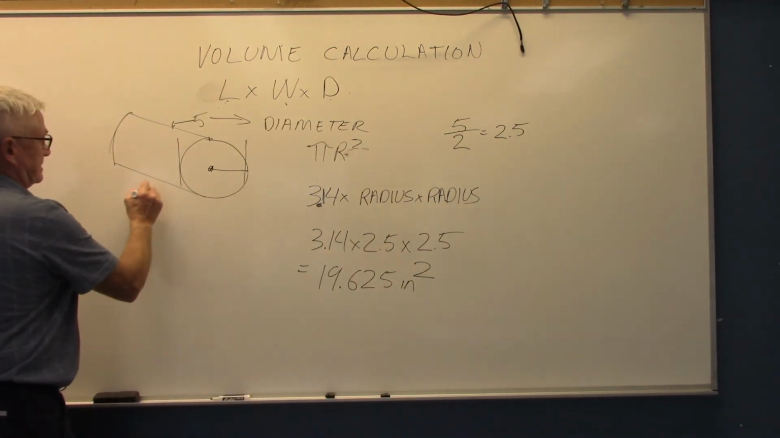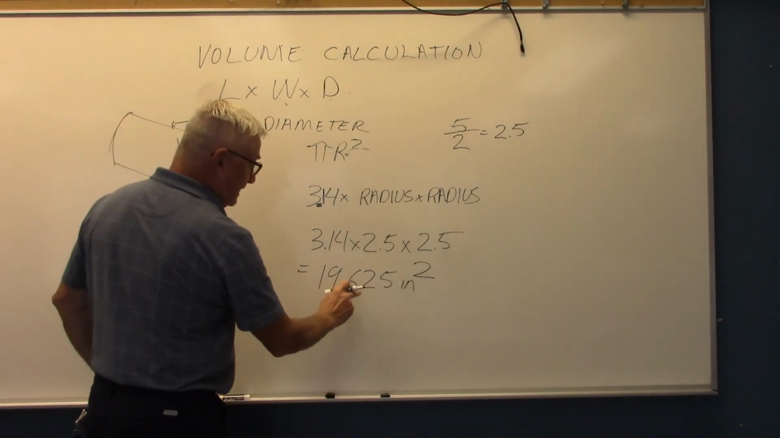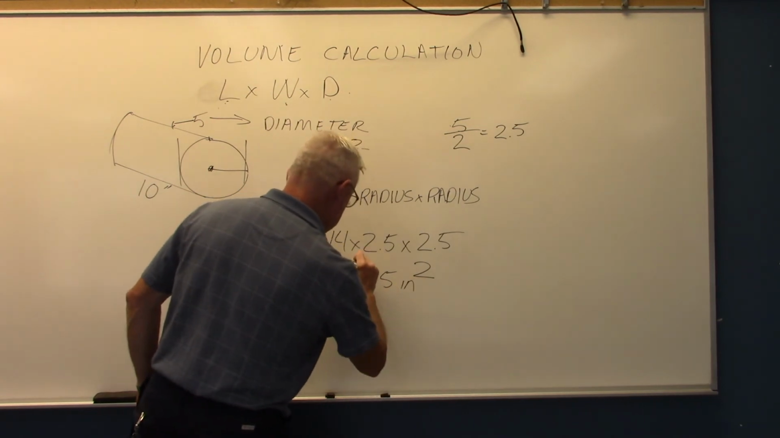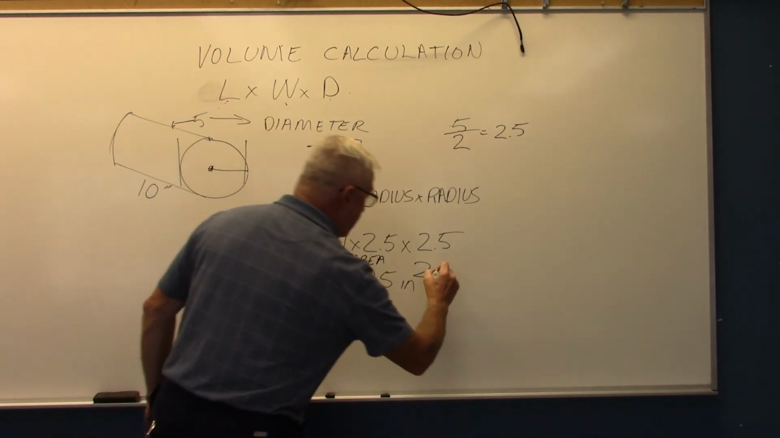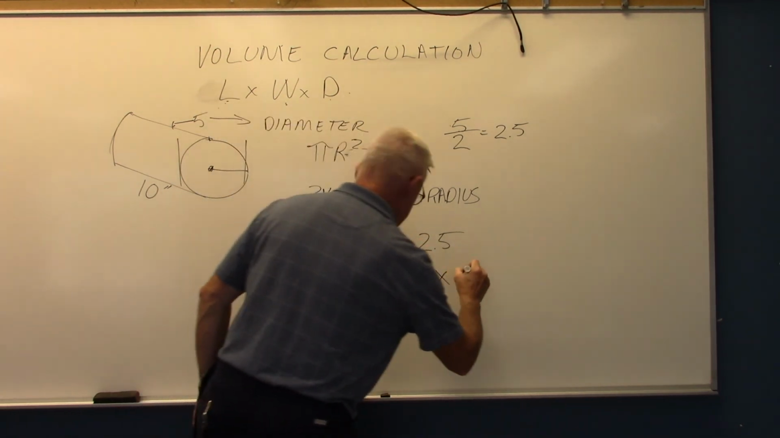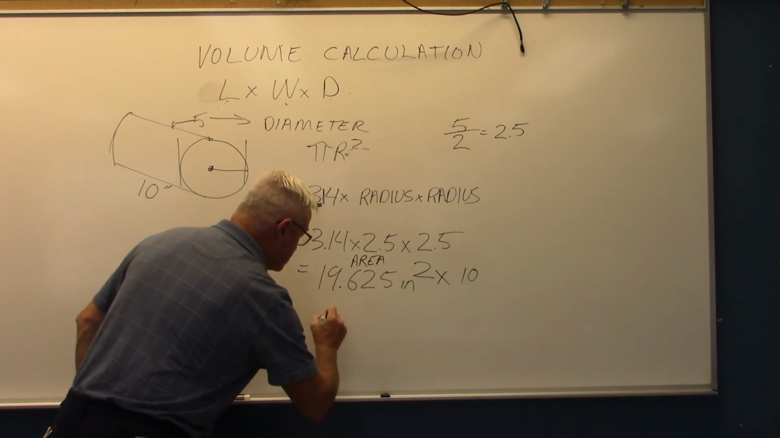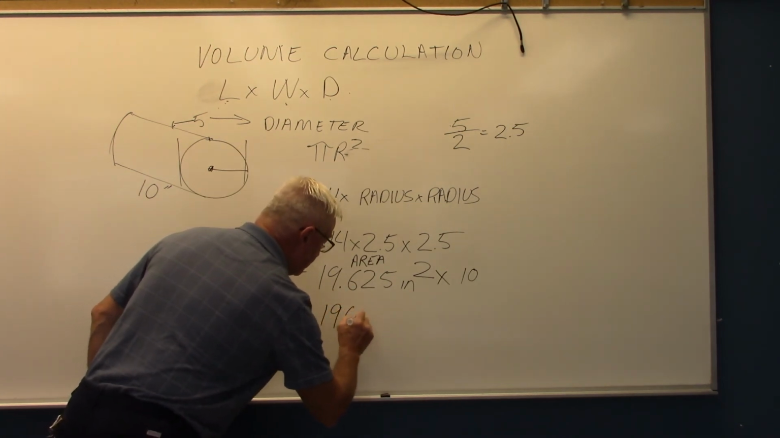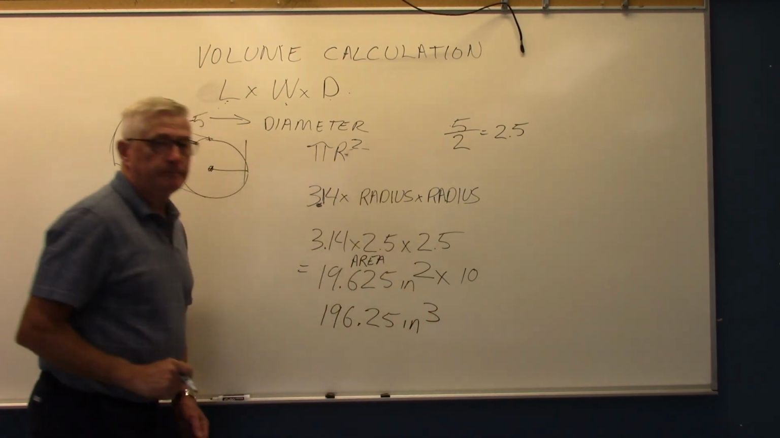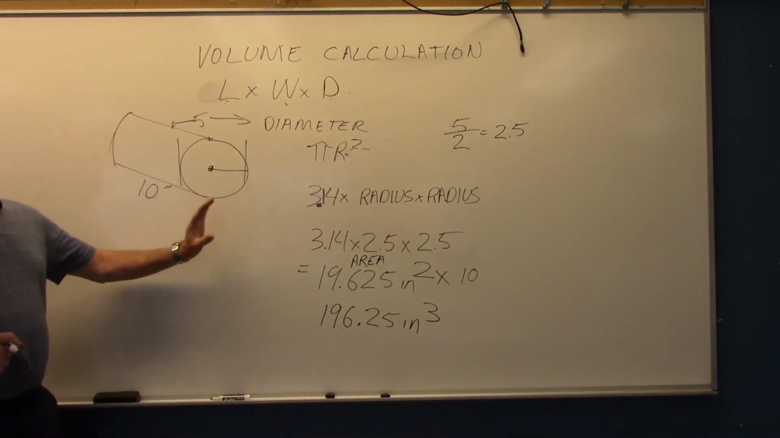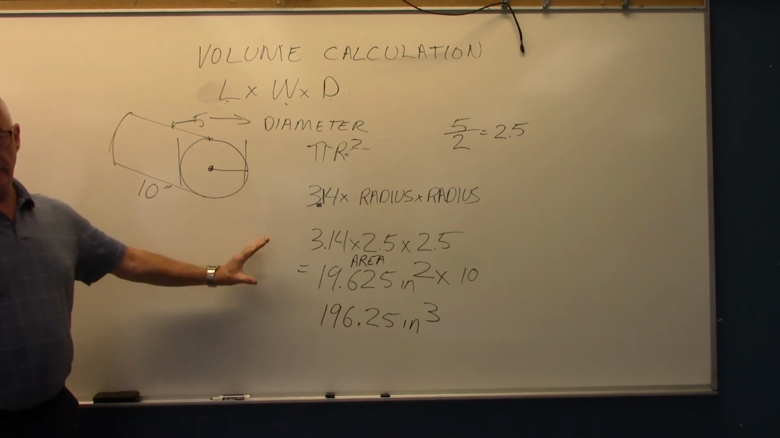So if we make this 10 inches in length, we simply take the area of whatever I'm measuring and multiply it by the number of inches in length, which just means we're going to move the decimal. So it would have a volume of 196.25 inches cubed. That is how we are going to calculate the volume of a cylinder.